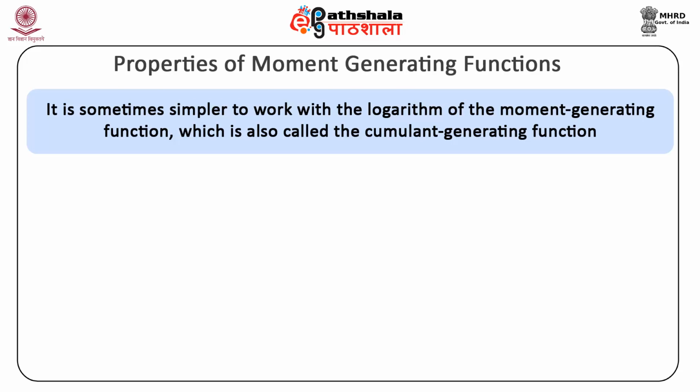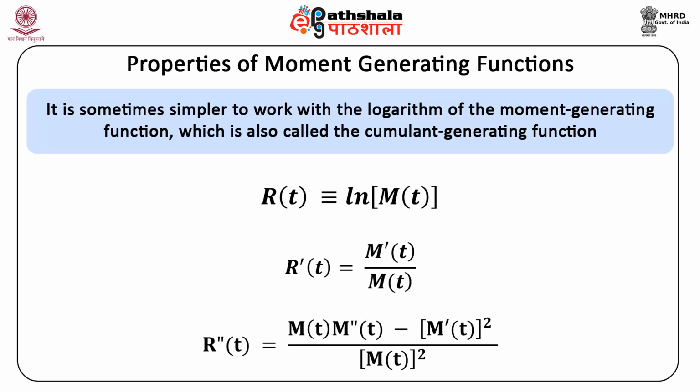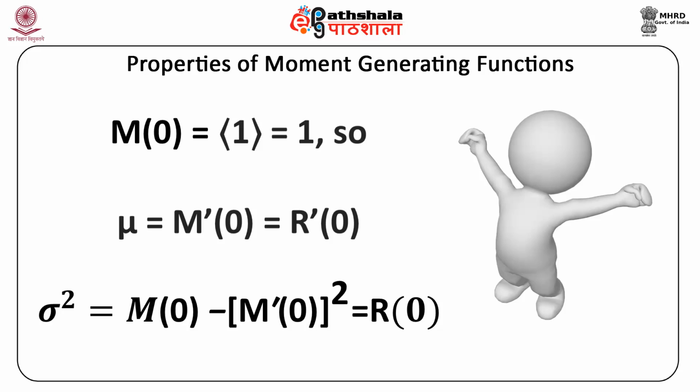Also, it is sometimes simpler to work with the logarithm of the moment generating function, which is also called the cumulant generating function and is defined by R(t) equals log M(t), or R'(t) is equal to M'(t) divided by M(t), or R''(t) is equal to M(t) into M''(t) minus M'(t) the whole squared divided by M(t) the whole squared. But M(0) is equal to 1. So mu is equal to M'(0), which is equal to R'(0), and then sigma squared is equal to M''(0) minus M'(0) the whole squared, which is equal to R''(0).